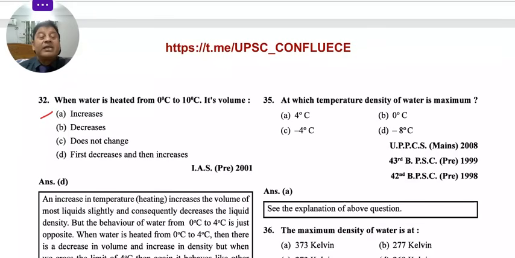When water is heated from 0 degrees Celsius to 10 degrees Celsius, its volume... अब देखिए ये increases, no. Decreases, no. Does not change, no. First decreases and then increases. This is the right response. Now this question: at which temperature density of water is maximum? ये तो ब्लैक क्वेश्चन है. 4 degrees Celsius. Anomalous expansion of water.